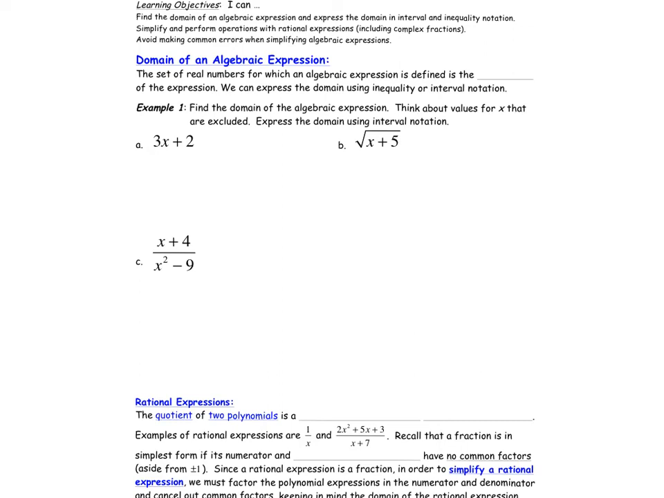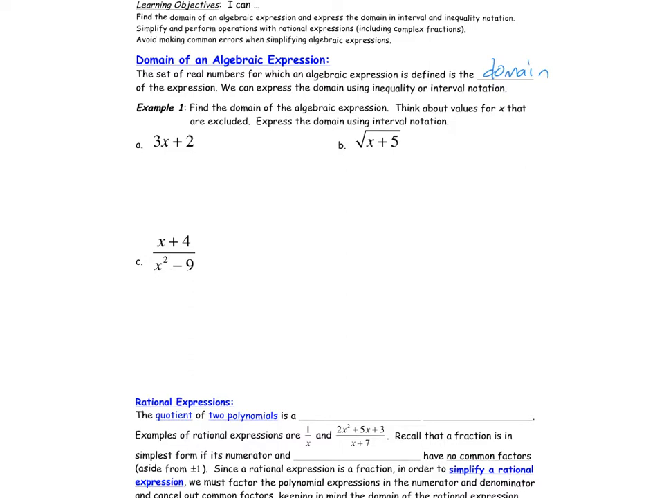We're going to go over example 1 from notes P.5. The set of real numbers for which an algebraic expression is defined is the domain of the expression. So that's what the domain is. You can think of the domain as any values for the input which don't break the function. Okay, that's what the domain is.